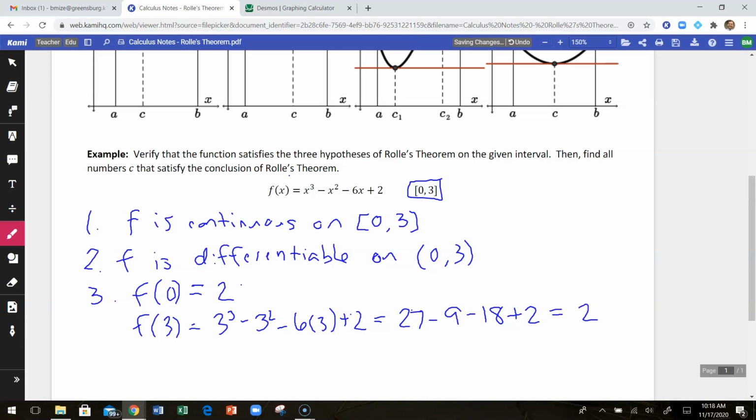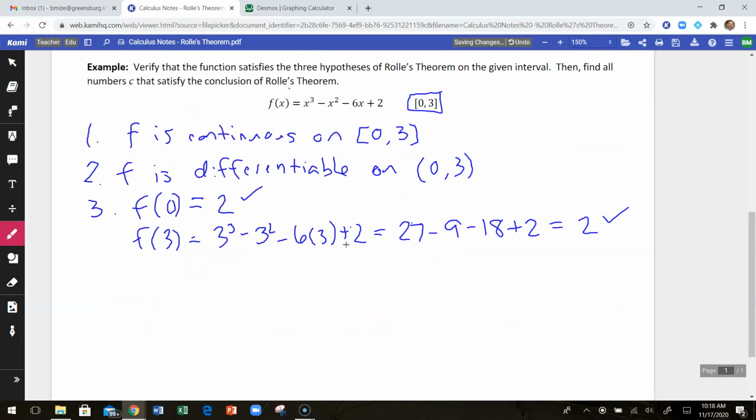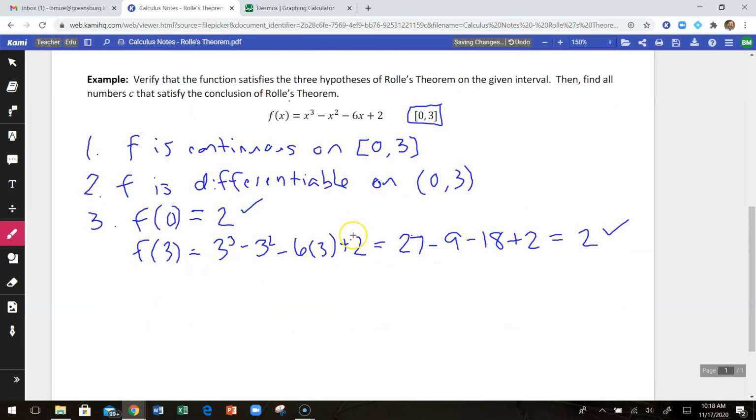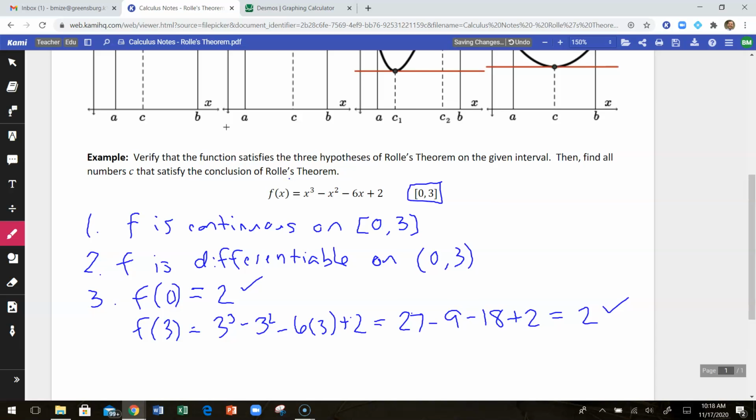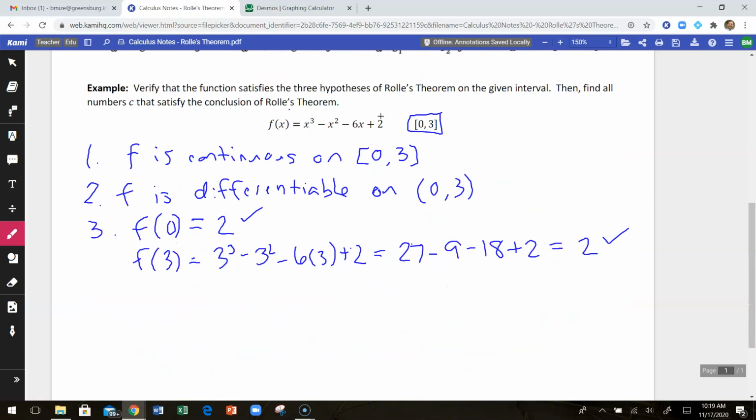So f of 0 and f of 3 are the same, so it does meet the third condition as well. The y values at the endpoints are the same. So it met all the criteria, so then I can apply Rolle's theorem. That tells me then that there is a number c in. So I'm going to say that part first, and then we'll find what those values of c are.